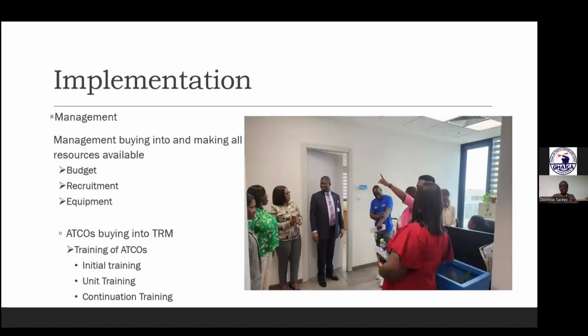When we come to implementation, management should buy into team resource management and make resources available, such as the budget, recruitment, equipment, and training. ATCOs should also buy into it and become part of it.